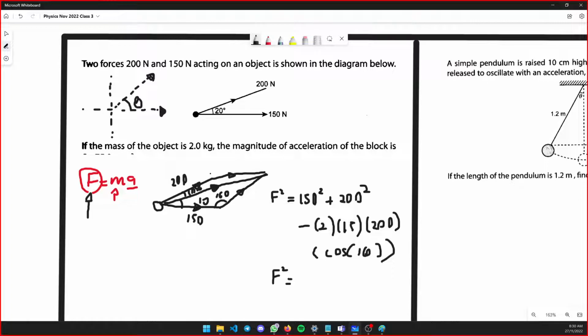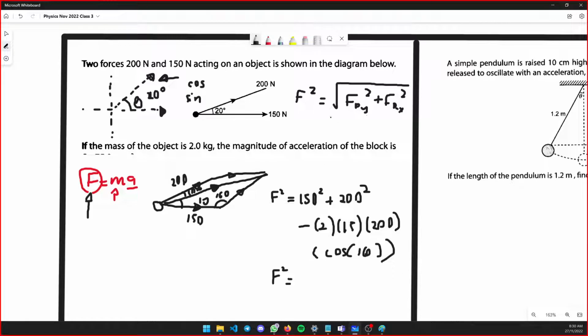But if you think this is a good idea, you can actually break this down into its components. So if this is 200 newtons and you know this is 20 degrees, you can break this into cos and break it into sine. Then you can find out F squared equals F resultant y squared plus F resultant x squared. You can also do this, the same thing.